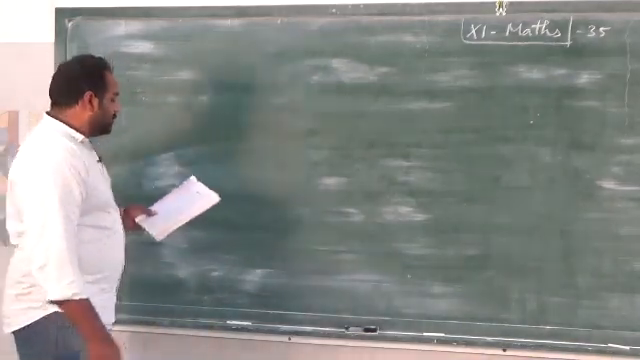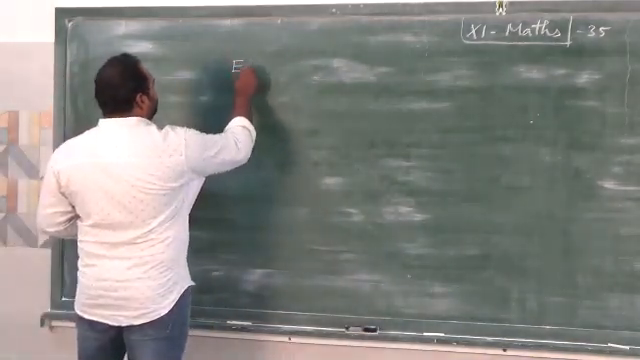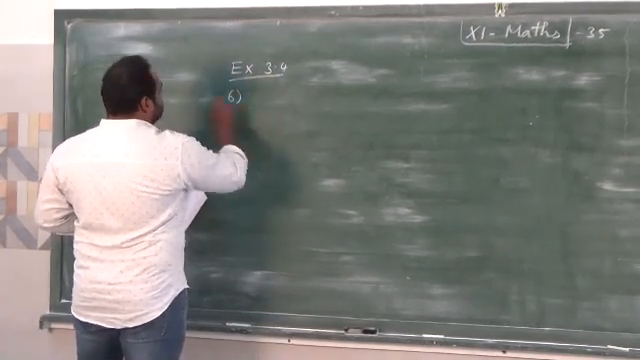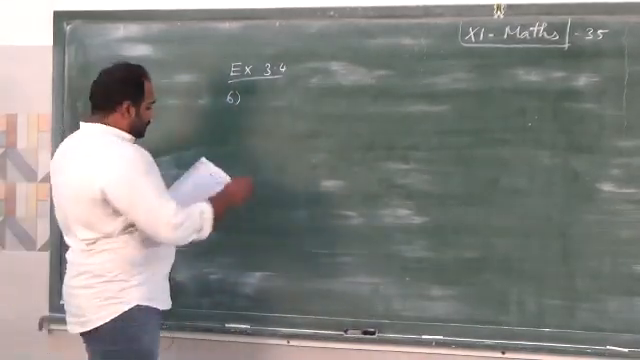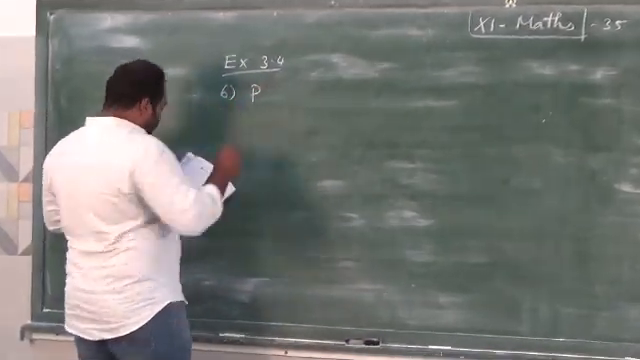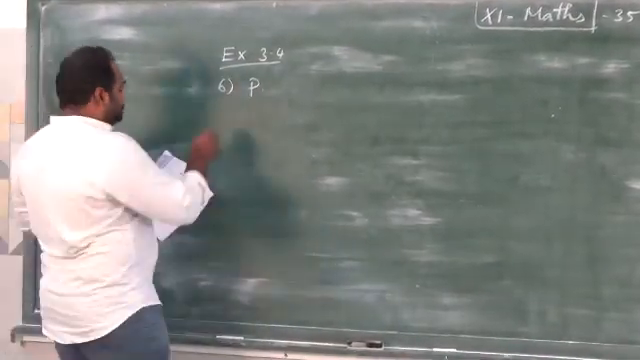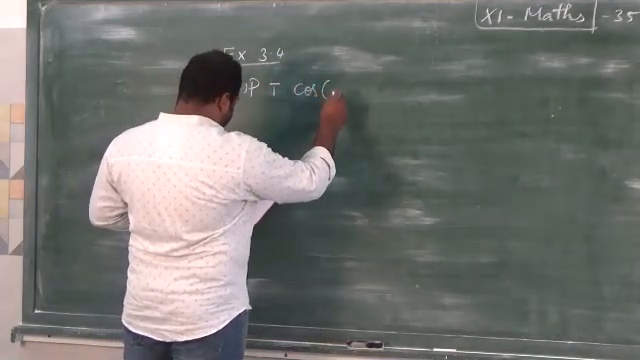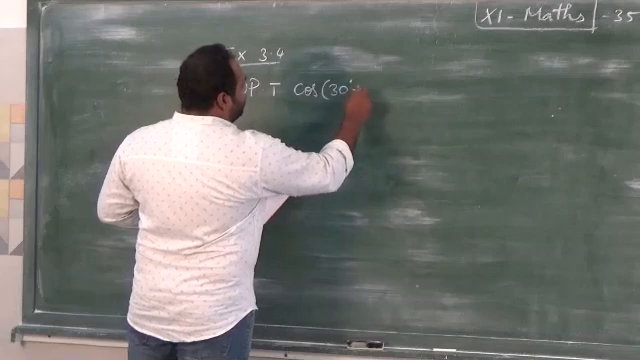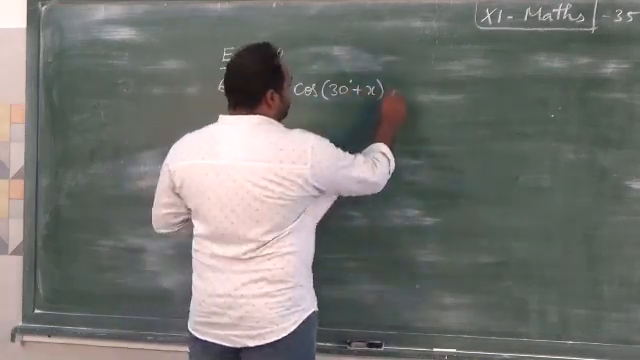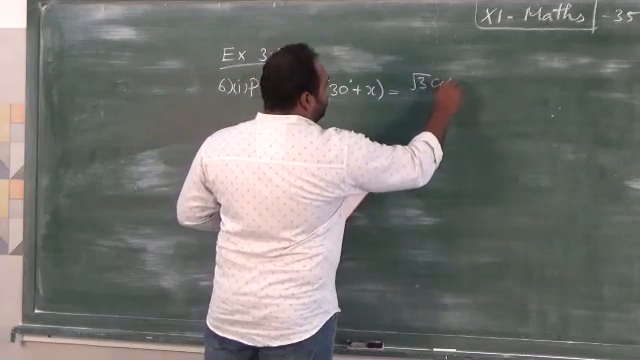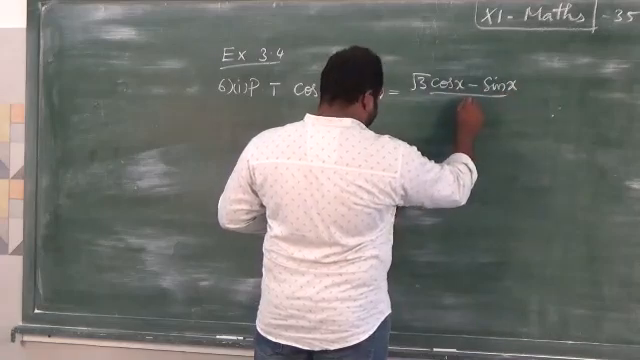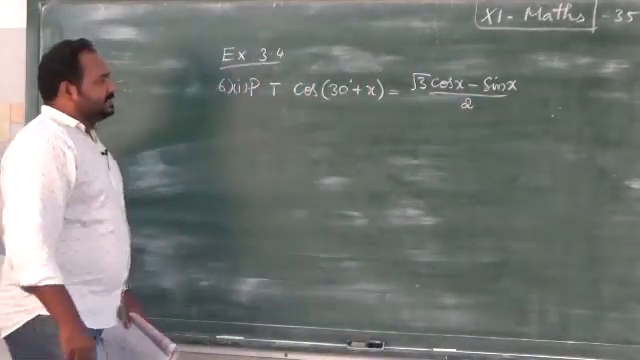Morning students, today we are going to see exercise 3.4 problem number 6. Prove that. Here we have given three subdivisions. First subdivision is prove that cos of 30 degree plus x equal to (root 3 cos x minus sin x) by 2. So here I am going to take LHS and prove RHS.